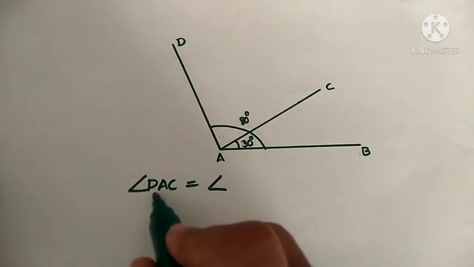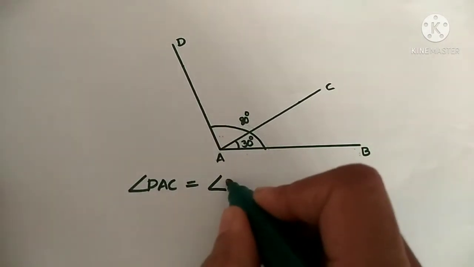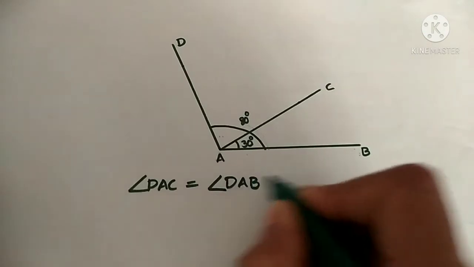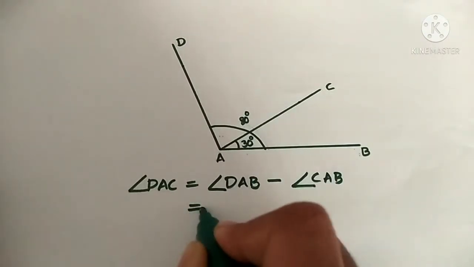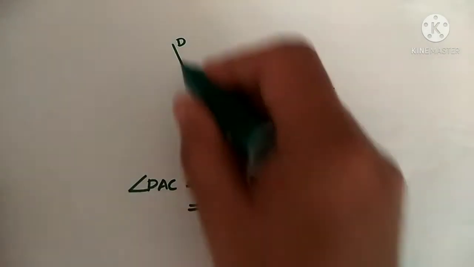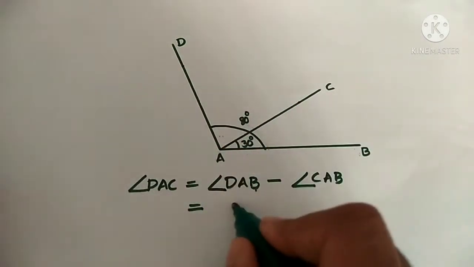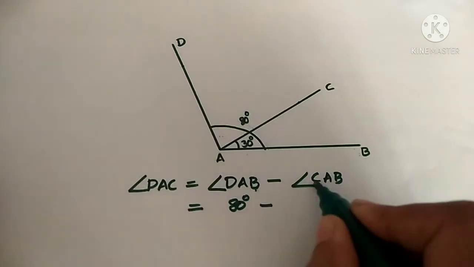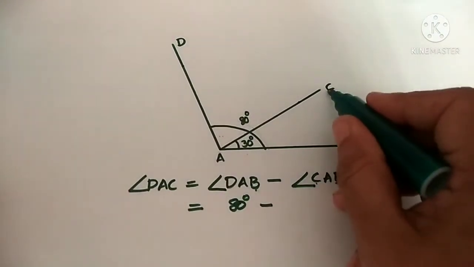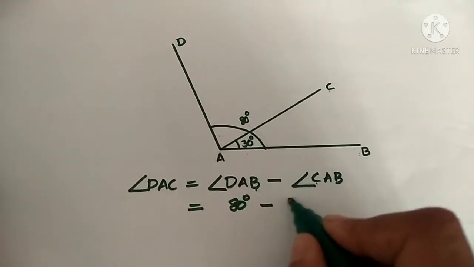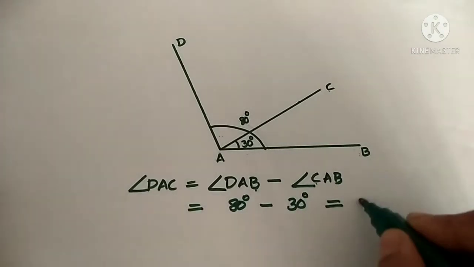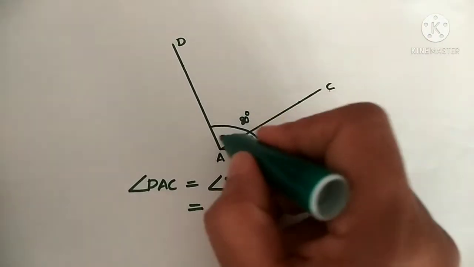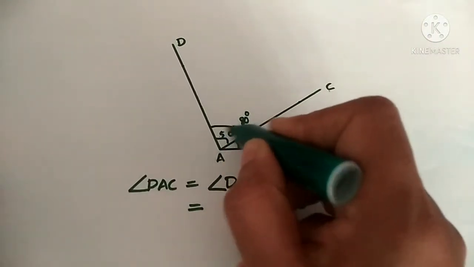So we write angle DAC is equal to angle DAB minus angle CAB, that is equal to angle DAB, the third angle, is 80 degree minus angle CAB, that is angle CAB is 30 degree, that is equal to 80 minus 30, 50 degree. So this is 50 degree.